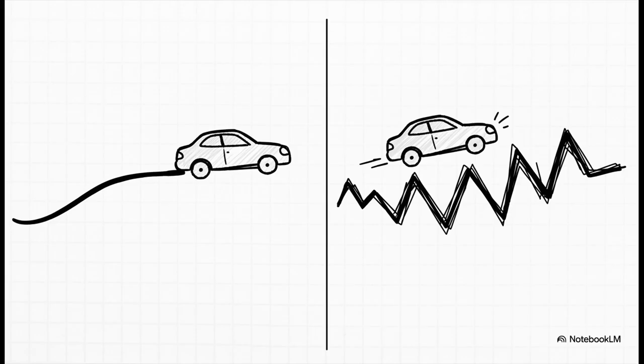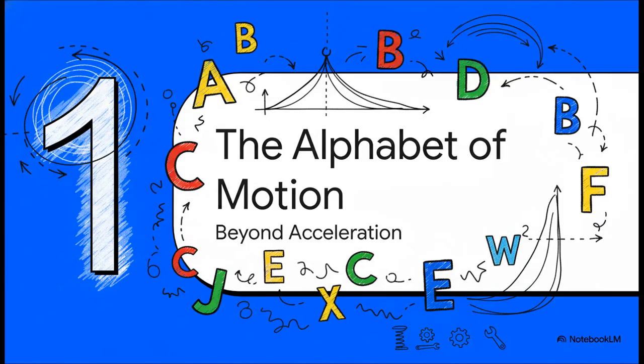You can always tell an experienced driver because they're smooth. They minimize the jerk. A new driver? Yeah, their ride is full of it. But jerk is really just the beginning. It's like learning the letter C in a whole new alphabet that describes the subtleties of motion. So let's build out this vocabulary, one step at a time.